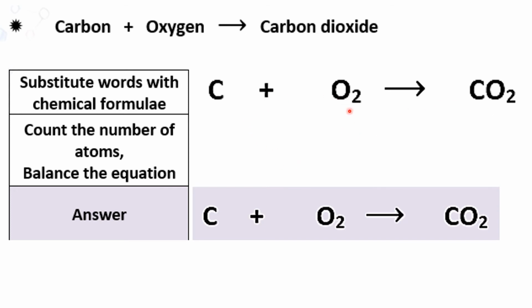So let's count the number of atoms first. Here, there is 1 carbon and there are 2 oxygen in the reactant. And here, there is 1 carbon and there are 2 oxygen in the product. So if you see here, both are already balanced. Carbon is 1, carbon is 1, oxygen is 2, oxygen is 2. Therefore, we don't have to change the equation. So the answer is carbon plus O2 gives us CO2. So this is already the balanced equation for carbon dioxide.